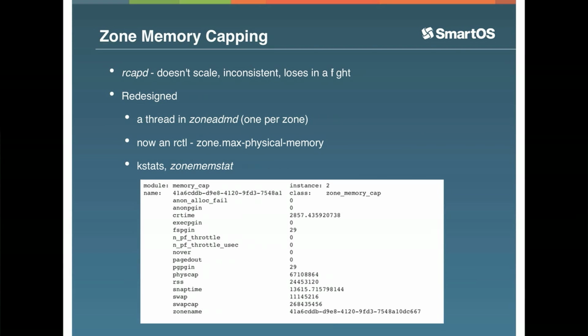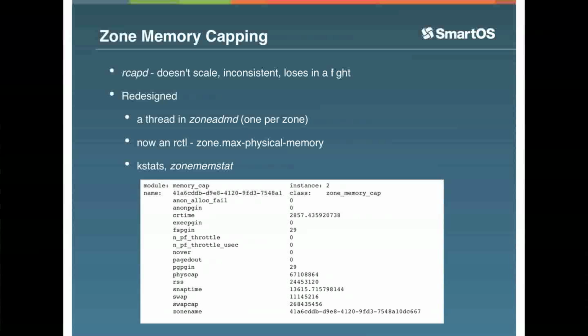The next area that we had to work on, I mentioned, is memory and CPU. Those we had some capabilities for in the system, but they needed some work. In particular, memory capping wasn't that great coming out of the box. I mean, we had memory capping, but it had a lot of problems. It was implemented in the old rcapd daemon, which basically doesn't scale. It's inconsistent with all the rest of the system, and it can really get clobbered if a zone is misbehaving.